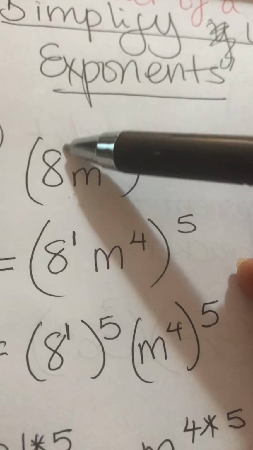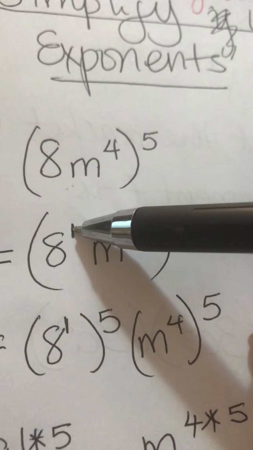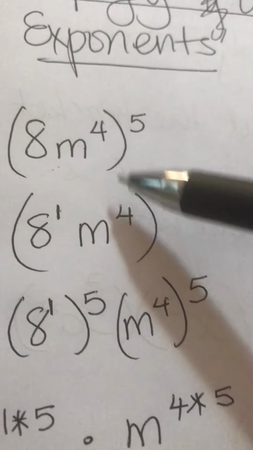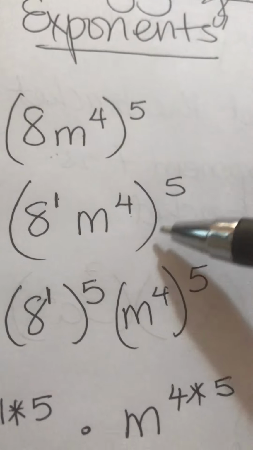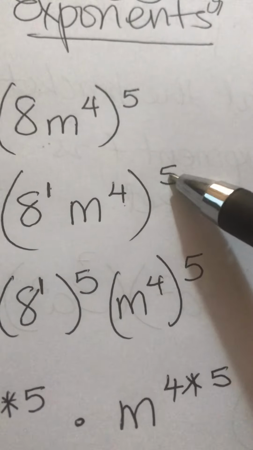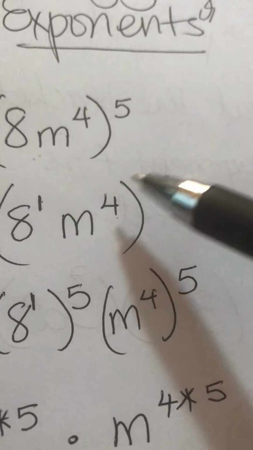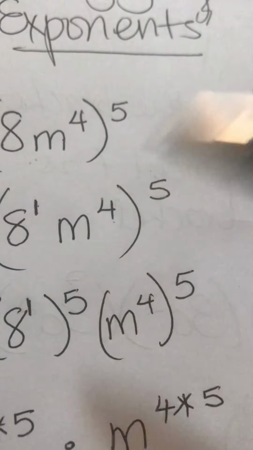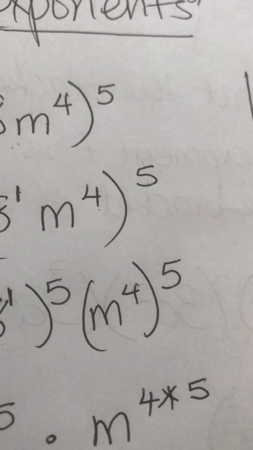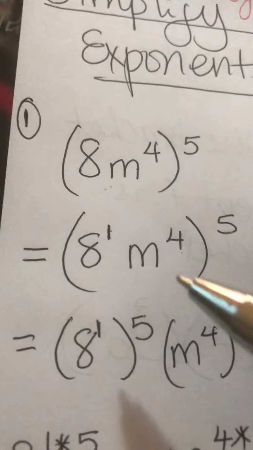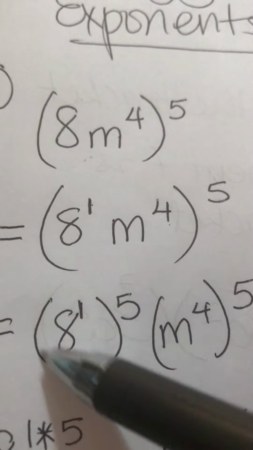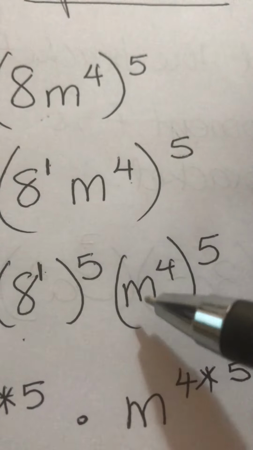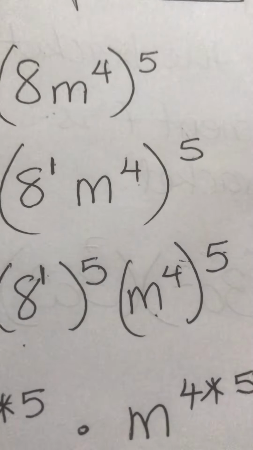I am missing an exponent on 8, so I will write 8 to the 1st power. And then m to the 4th power has an exponent, so it will remain the same. Then this 5th power I will distribute to everybody inside the bracket. So I wrote it like that: 8 to the 1st power raised to the 5th power, m to the 4th power raised to the 5th power.